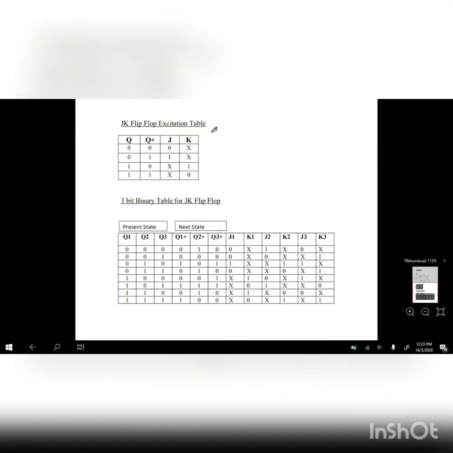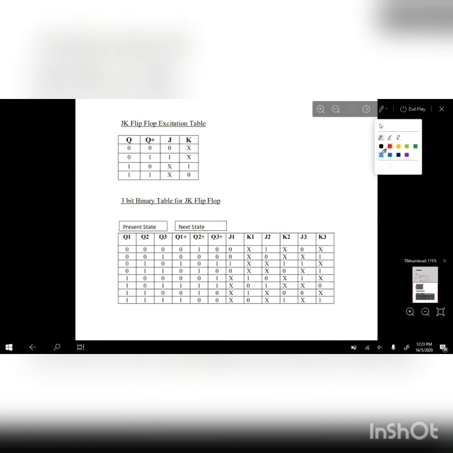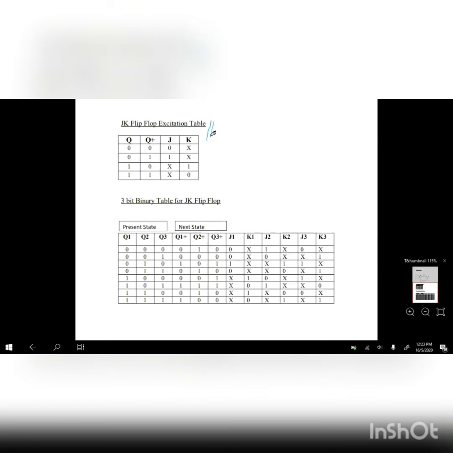After building this table, we need to build the JK flip-flop table using the JK flip-flop excitation table. This is your JK flip-flop excitation table. According to this, we're going to build this table. For example, we look at Q1 and Q1 plus first. The first one is 0, 0. So 0, 0 gives 0 and X. So J1 and K1 are 0 and X. A JK flip-flop has two inputs, J and K, so that's why we have J1 and K1. This is a 3-bit binary counter, so we have three pairs: J1, K1, J2, K2, J3, K3.